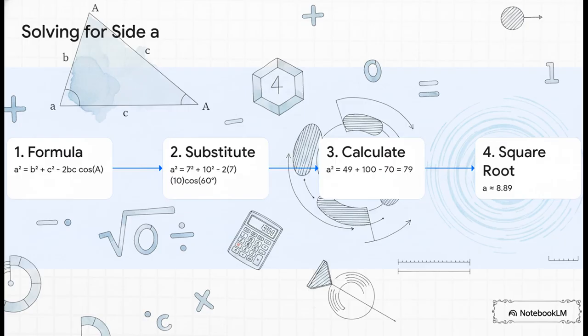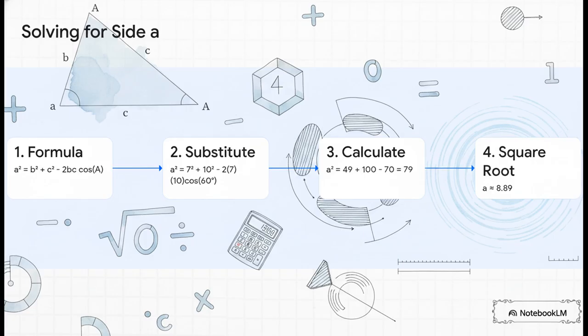Step 1, pick the right version of the formula, the one starting with a squared. Step 2, substitute everything we know. So 7 for B, 10 for C, and 60 for A. Step 3, just crunch the numbers. You get 49 plus 100 minus 70, which gives you 79.